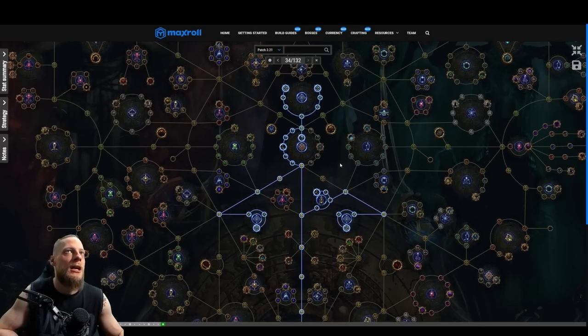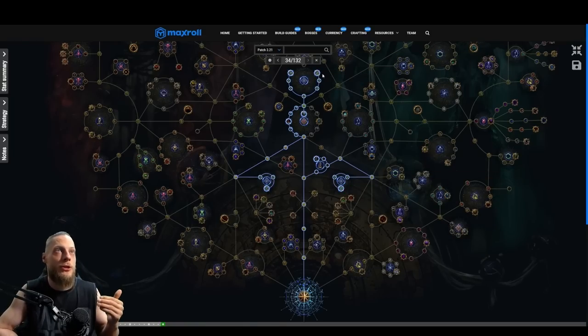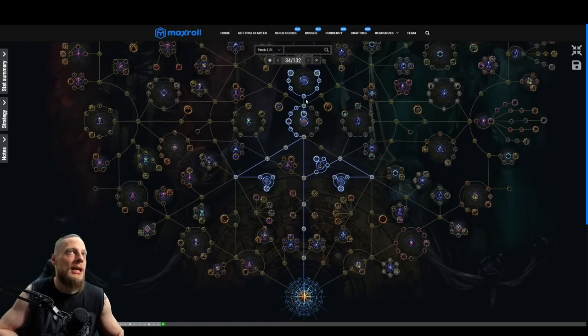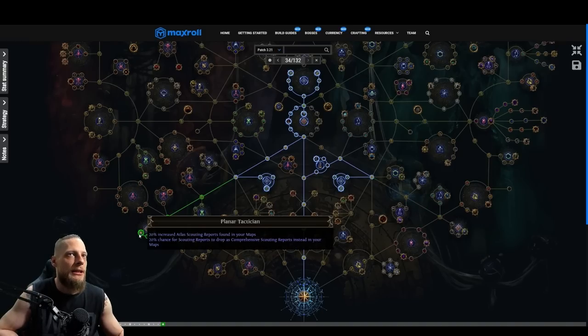So this is basically my first 34 Atlas points. My tree is going to look like that. We're going to have some shrine nodes here with all the four shaping nodes active. So we have a very good source of sustaining maps, as well as a bunch of Kirak and scouting report nodes. There are actually some more, like Solidarity here, for example, or on the other side here Planet Tactician, which are based around this Atlas scouting reports.